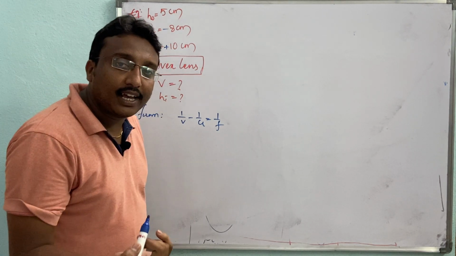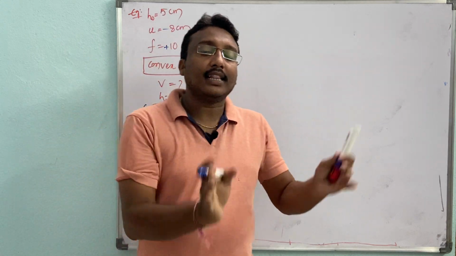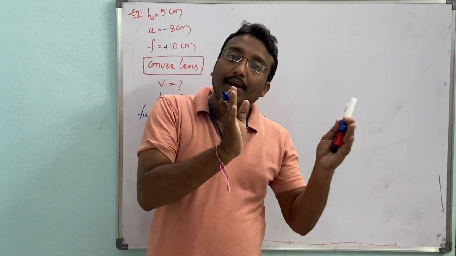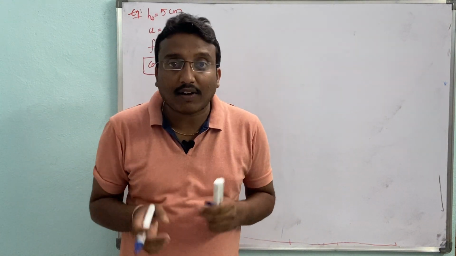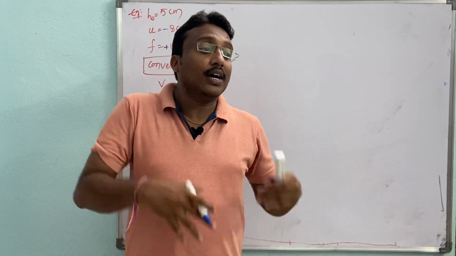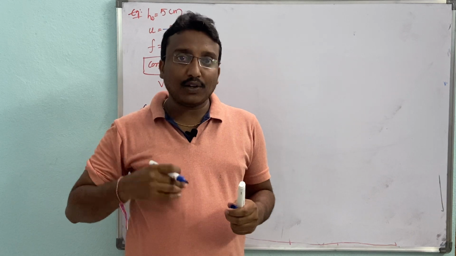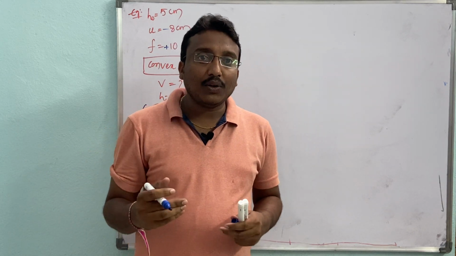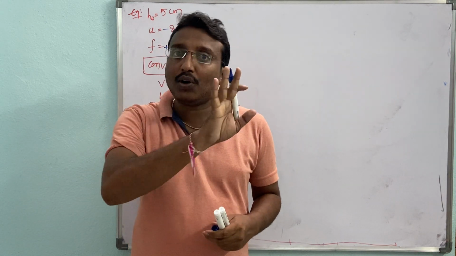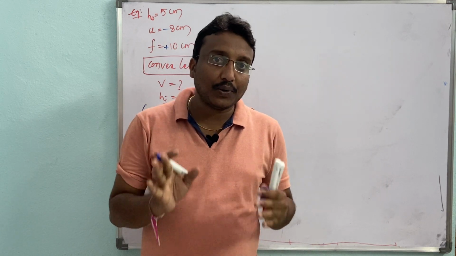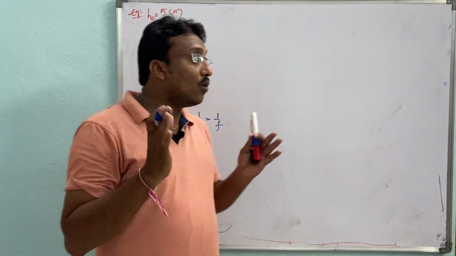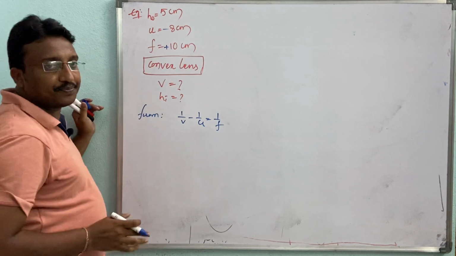I don't know v, so we should not take the sign convention of image distance. Got it? Why? Because it is an unknown value. That is the value we are going to find. Got it? Which value we are going to find? That value's sign convention we should not use. We have to use the known values only.